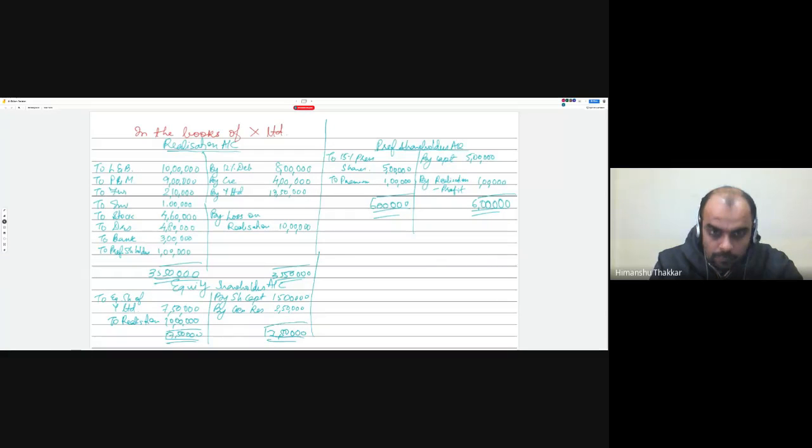to equity share capital. You're going to pay equity shareholders 7,50,000, and you're also going to pay to preference shareholders, 15% preference capital, that is 6 lakh, right?